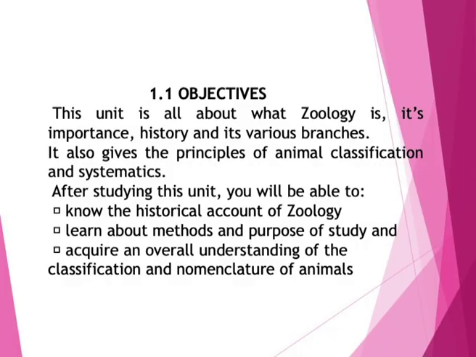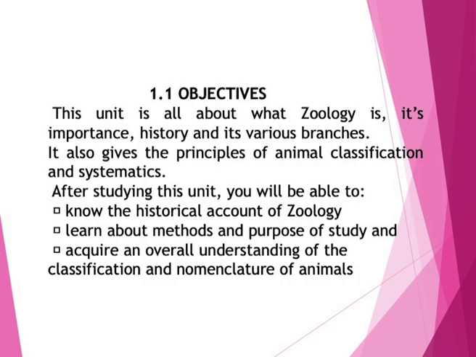Hello students, today we are going to discuss Unit 1, Introduction to Animal Kingdom. This chapter has been taken from first year BSc semester 1. The objectives of this chapter are, it's all about what zoology is, its importance, history and its various branches. It also gives the principles of animal classification and systematics.